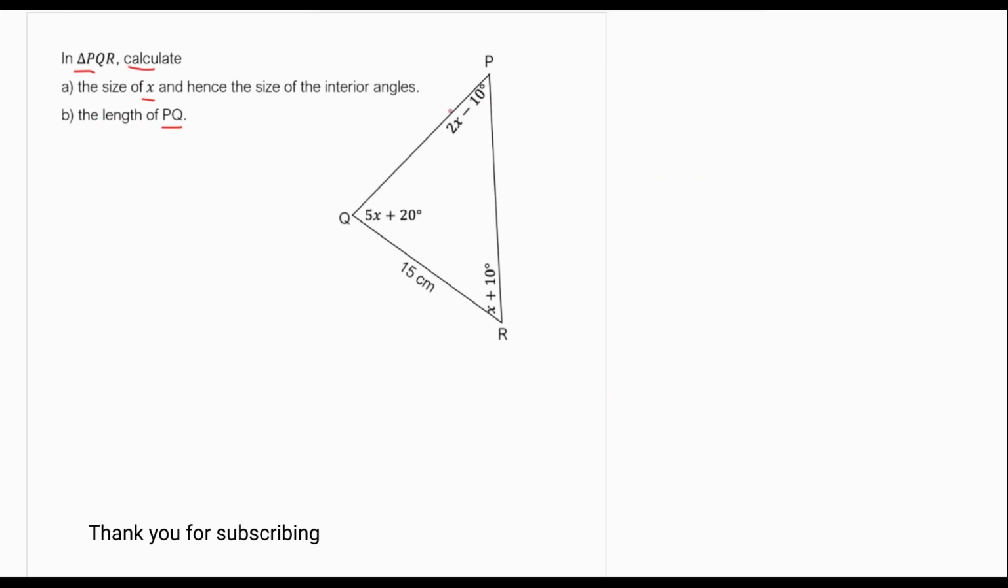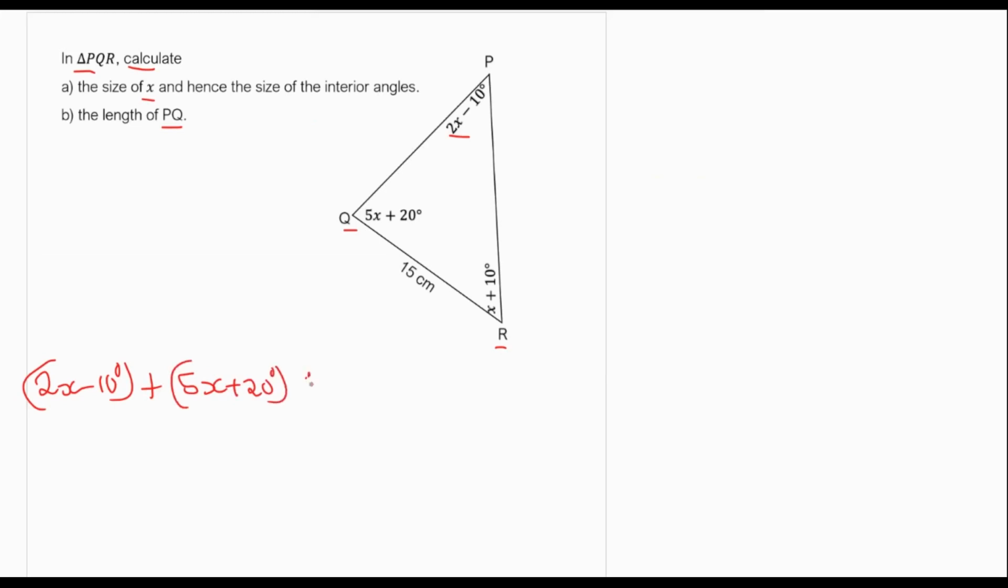So we know that the interior angles of a triangle add up to 180 degrees, meaning that angle P plus angle Q plus angle R must give us 180 degrees. And the reason we say is sum of angles in a triangle. So we say angle P, which is 2x minus 10 degrees, plus angle Q, which is 5x plus 20 degrees, plus angle R, which is x plus 10 degrees. This is equal to 180 degrees, and the reason is sum of angles in a triangle.